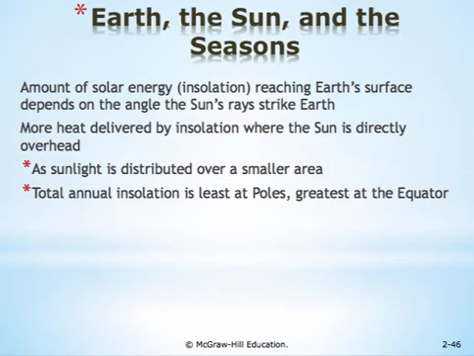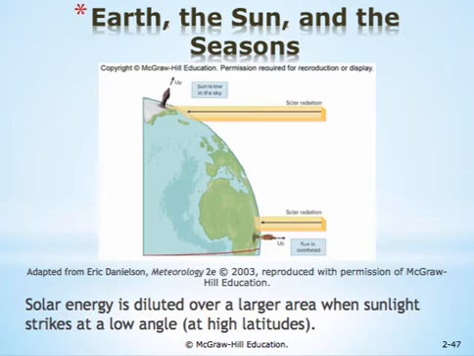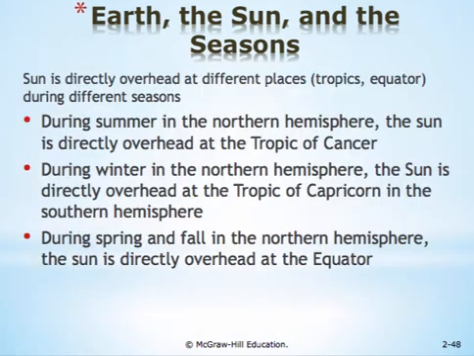More heat is delivered by insolation where the sun is directly overhead. Of course, because it has less atmosphere to travel through. The total insolation is least at the poles and greatest at the equator. The solar energy is diluted over a larger area when the sunlight strikes at a low angle, and it has more atmosphere to travel through. There is a layer of the atmosphere that actually absorbs heat and UV rays from the sun. Otherwise, we would be quite warm and crispy.